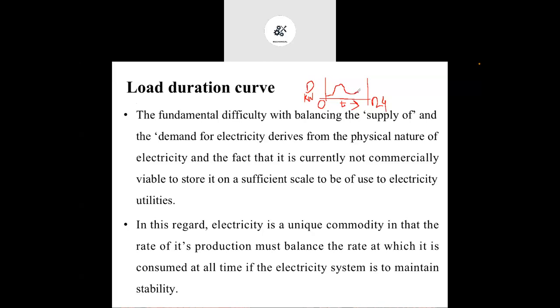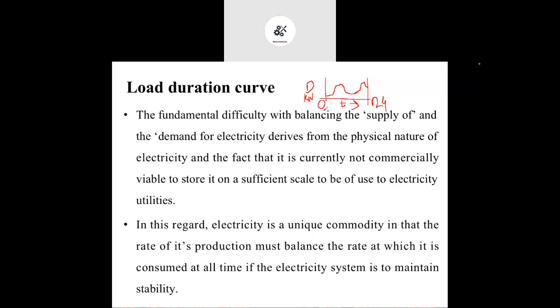From evening, meaning after 5:30 or 6 p.m., the energy demand will again increase. It will increase due to the lighting load, and because of the cooking and other appliances, the demand for electricity has increased. And this demand will again decrease during the night time.